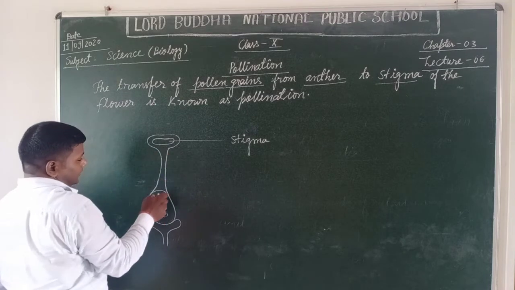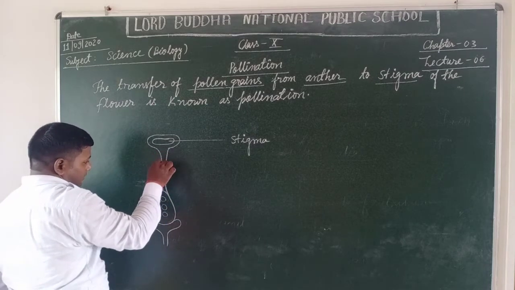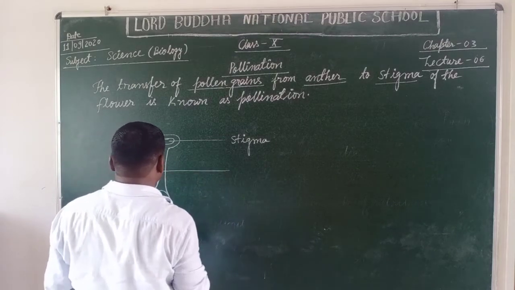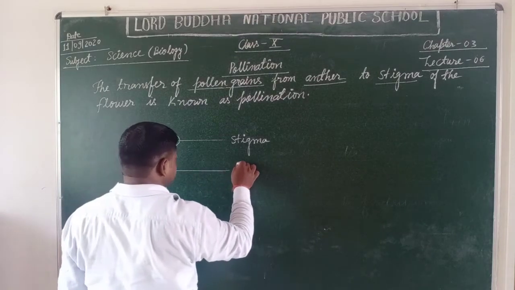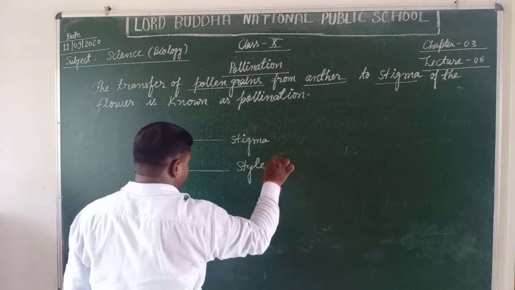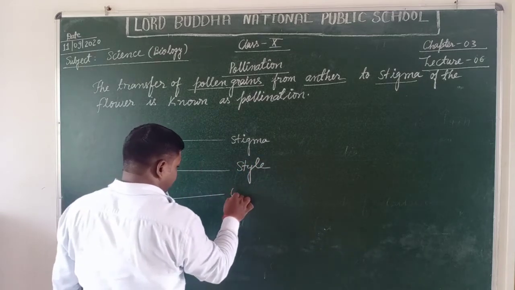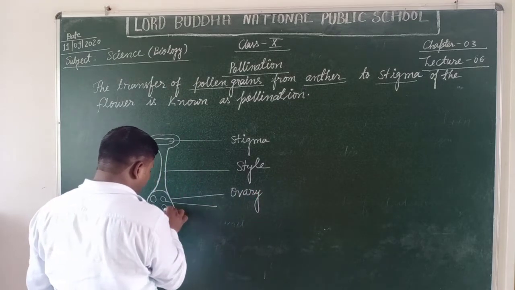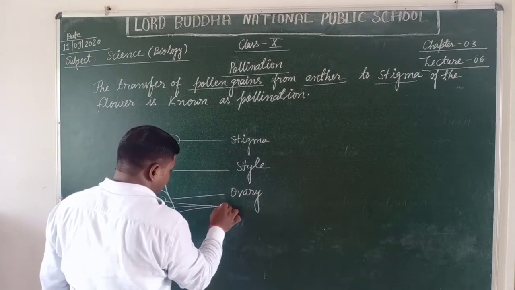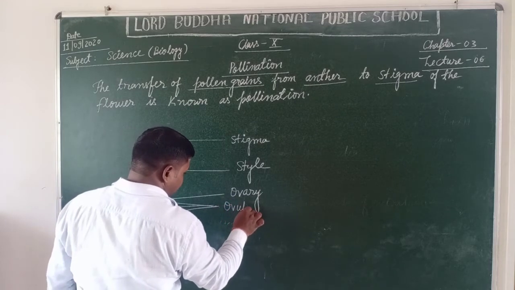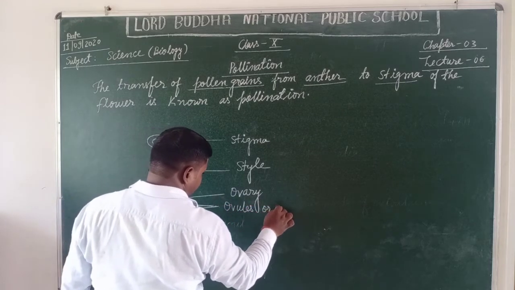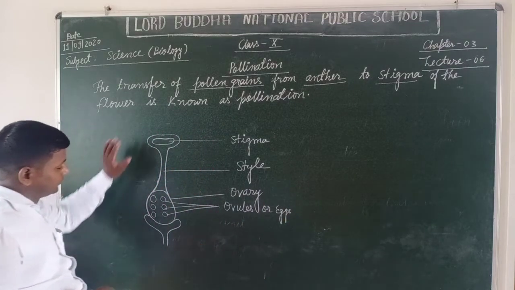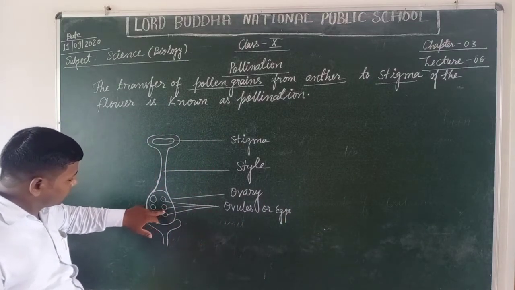This is a tube-like, flask-neck-like structure. It is also very narrow, and this is called the style. This is the ovary, and inside the ovary a number of ovules are present. Ovules are the eggs, the female gamete.